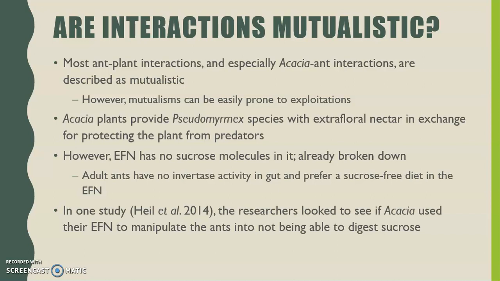They also looked at adult ants and found that the ants had no invertase activity in their gut. And invertase is the enzyme that breaks sucrose down into fructose and glucose. Because these ants had no activity of this enzyme, they preferred a more sucrose-free diet in their nectar, which they got from the plants. So in this one study, the researchers looked to see if the acacia plants used their nectar to manipulate the ants into not being able to digest sucrose.